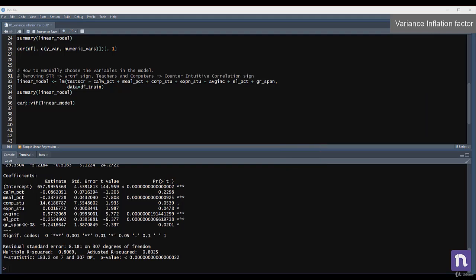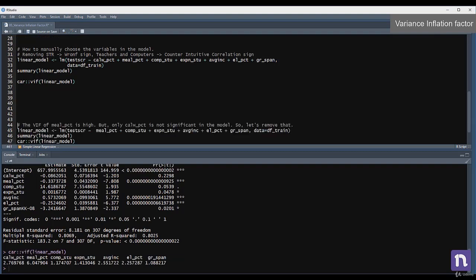Let's calculate it using the VIF function. If you notice, meal percentage, that is the percentage of students who are eligible for subsidized meals, this particular variable is having a very high VIF. A VIF that is greater than 4 is considered to be very high. Ideally, it should be lesser than 2. In this case, it is much greater than 4.